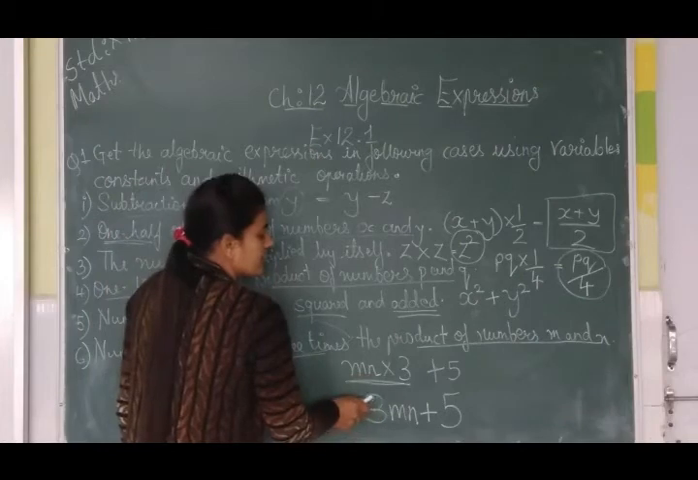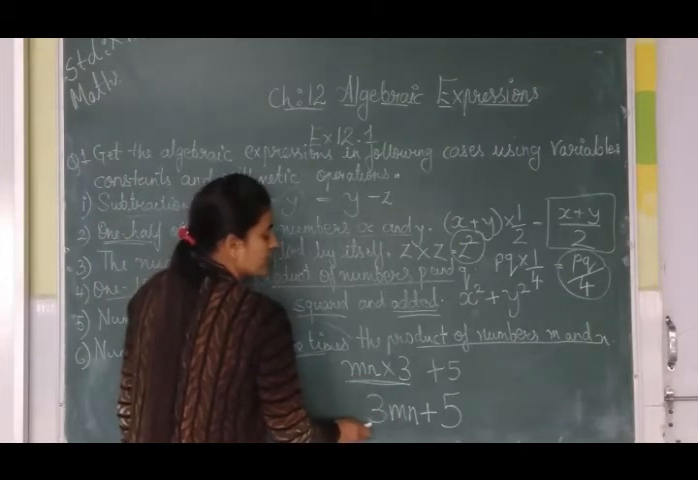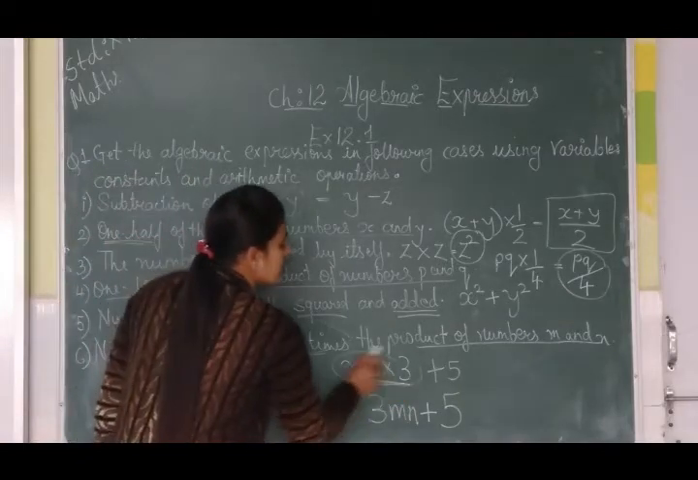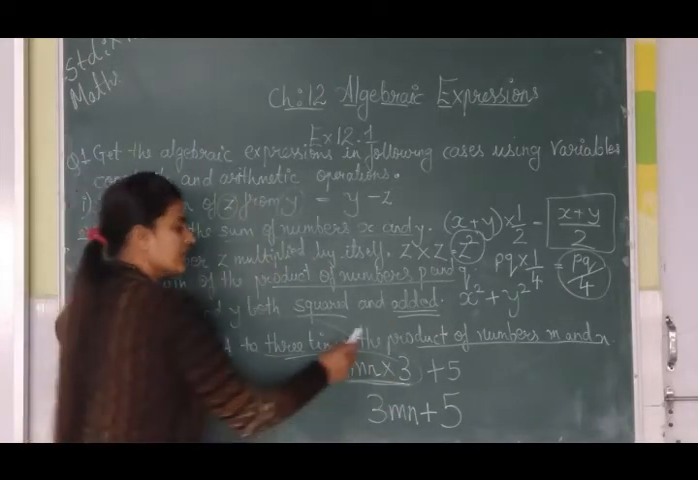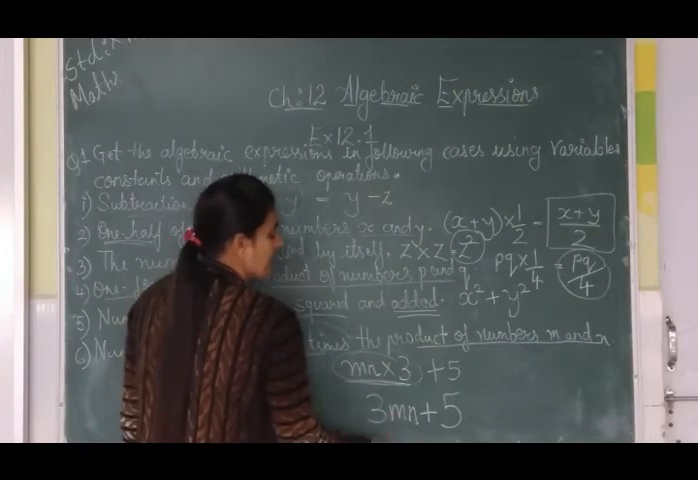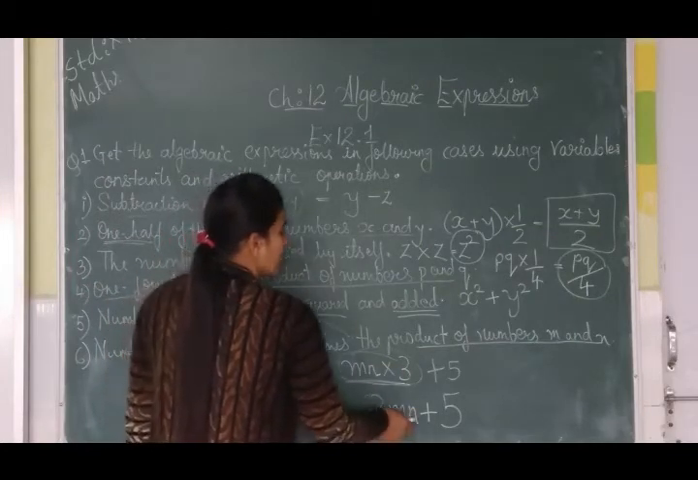This numerical constant, the numerical coefficient, will be written first. Then it will be in the multiplication form. All these 3 are in the multiplication form. That's why we have written the 3 first. After that the variables, that is m and n. So the last answer will be 3mn plus 5.